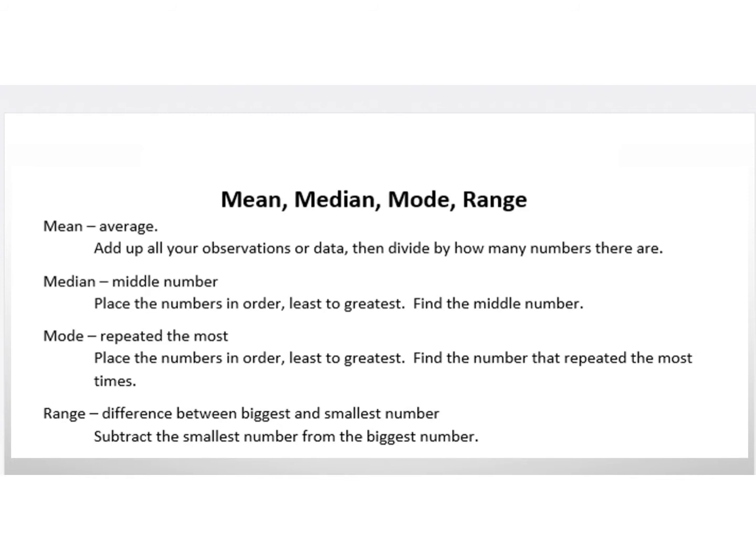The mode is going to be your number that repeats the most, so you're going to place the numbers in order from least to greatest, which you should have already done to find the median, and you're going to find the number that's repeated the most often. And then the range is the difference between the biggest and the smallest numbers. So you're going to subtract your smallest and your largest number to find the range.